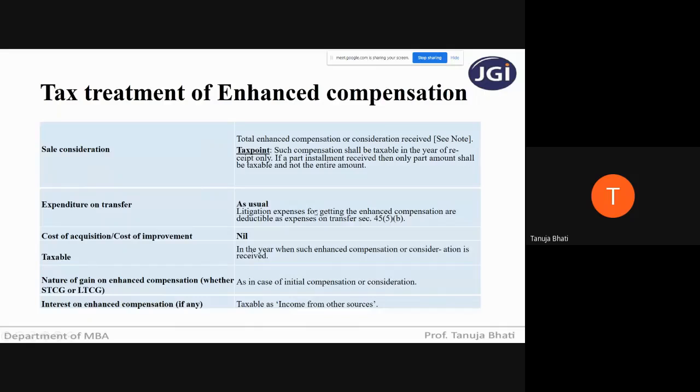So is this clear, what is initial compensation and what is enhanced compensation in case of compulsory acquisition, students? Students, have you understood the provision of initial compensation and enhanced compensation? Yes? Students, are you all there? Yes, ma'am.